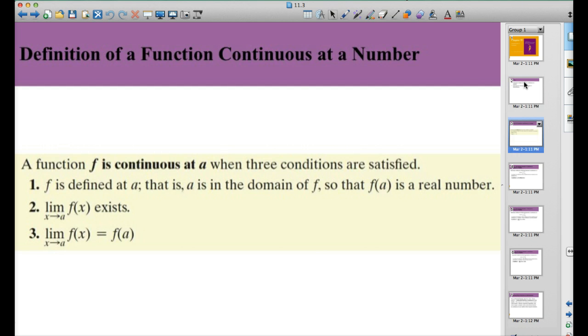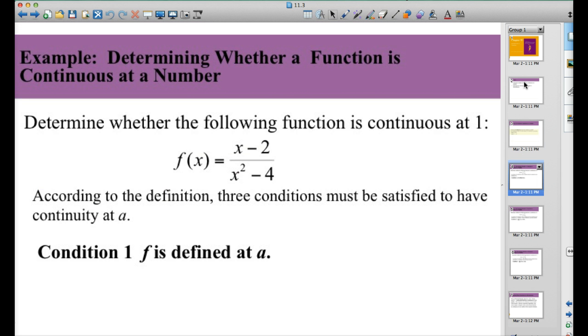Now, for a function to be continuous at a, three conditions have to be satisfied. f has to be defined at a, that is, a is in the domain of f, so that f of a is a real number. The limit as x approaches a of f of x exists. And the limit as x approaches a of f of x equals f of a.